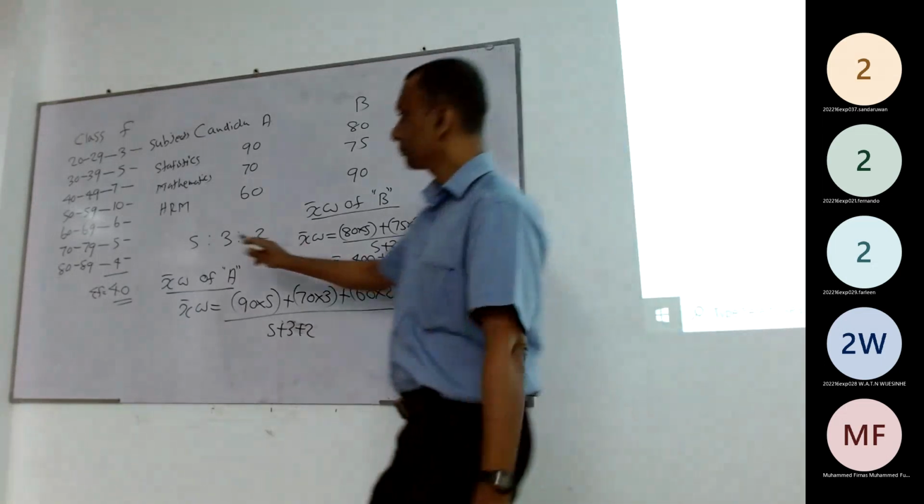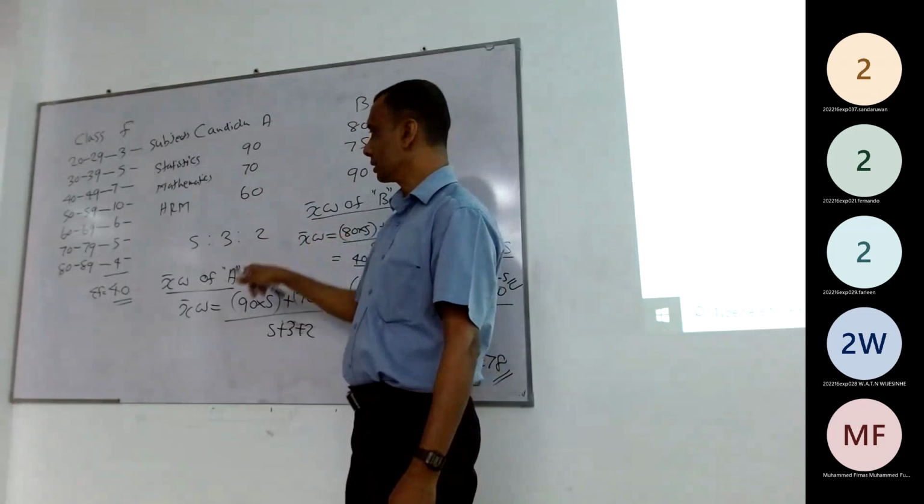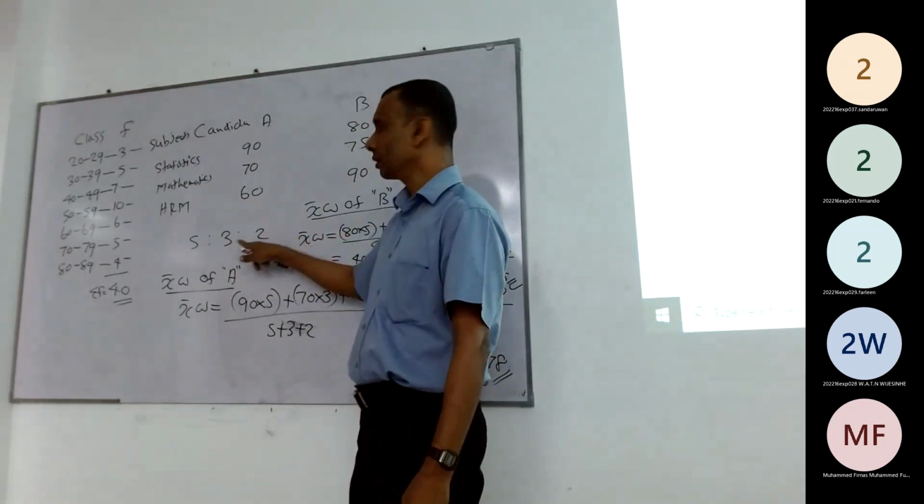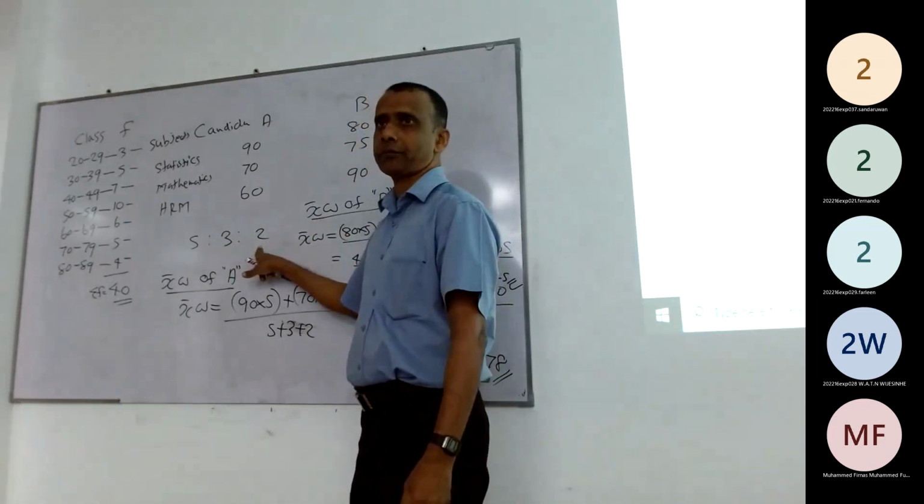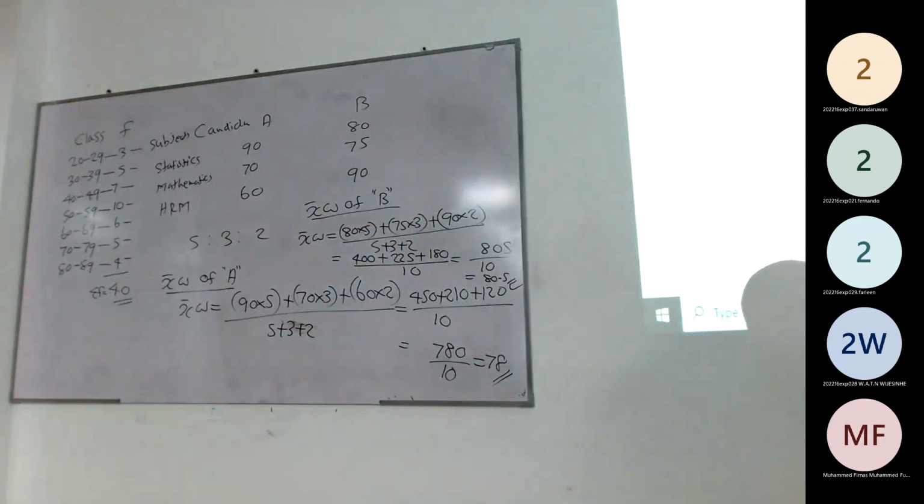With these weights, sometimes you can change them based on the importance. Sometimes HRM may be less than this, maybe 5 to 3 to 1. It may be different, and the management should decide that. You calculate the weighted mean if the importance of the data is different. Otherwise, go for the simple mean.